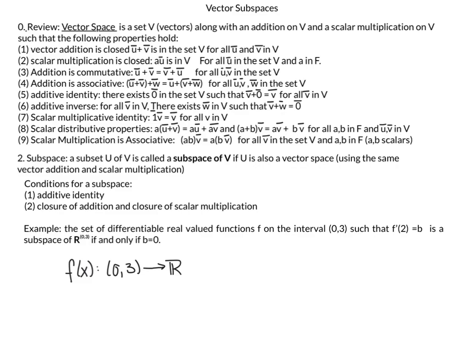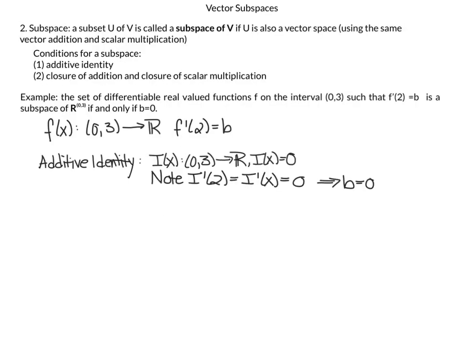Our next example is the set of differentiable real-valued functions f on the interval (0, 3) such that f prime of 2 equals b is a subspace of R^(0,3) if and only if b equals 0. This is sort of a combination of a couple of previous examples we did, but we're looking at functions f that map the open interval (0, 3) to the real numbers. And I should also note that this implies f is differentiable, and the derivative at 2 will equal b.